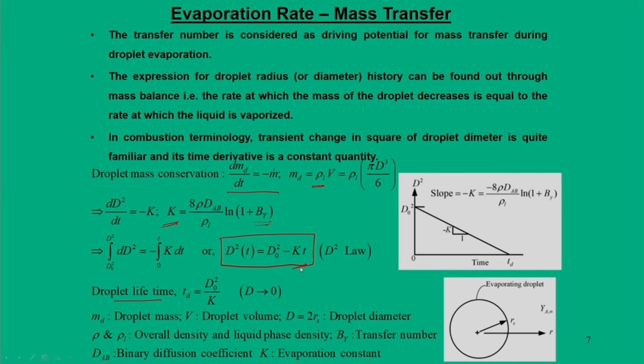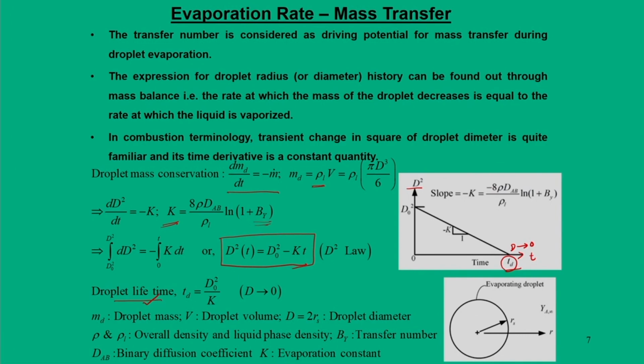So, with lapse of time the diameter shrinks. If you look at this particular figure, we can plot the d square versus time curve, and this equation says it is a straight line with a negative slope, that means the size of the droplet decreases with time, and at a particular time Td the diameter goes to 0, that time we call the droplet lifetime.